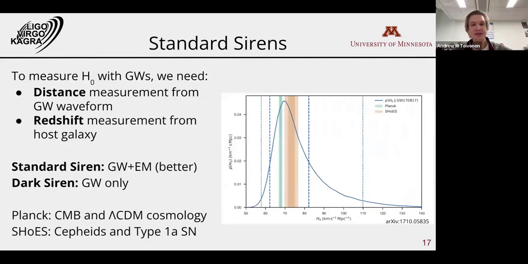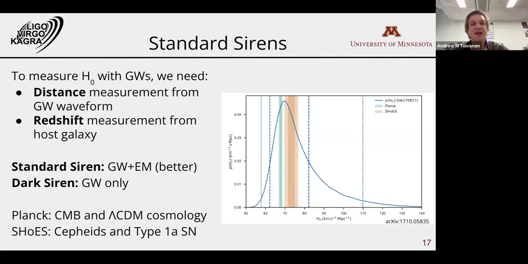So how about the Hubble constant? Something called a standard siren is when we can make a Hubble constant estimation from a neutron star, from multi-messenger observations of a neutron star merger, right? With gravitational waves and EM observations. So to measure H naught, we need both a distance measurement and a redshift measurement.